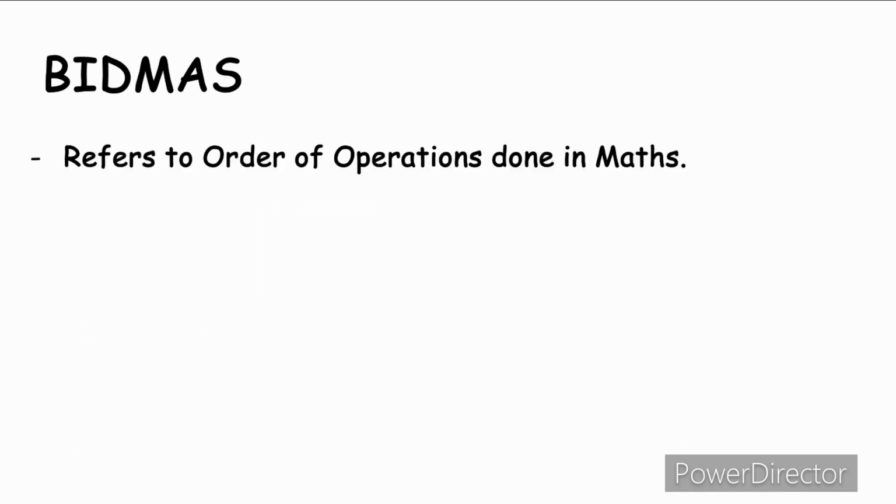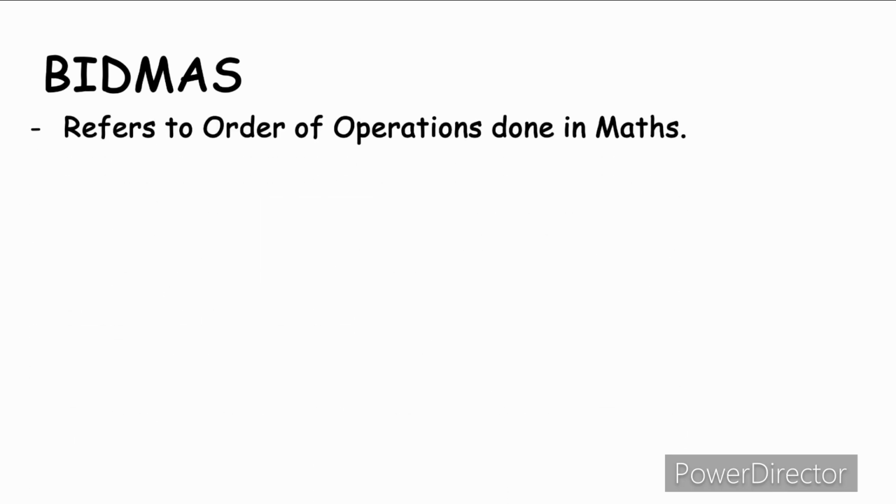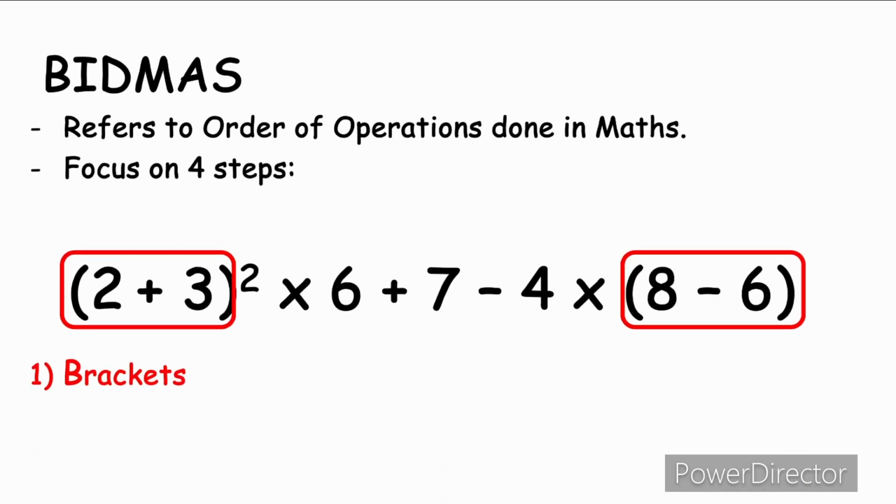Okay, so BIDMAS, an acronym that refers to the order of operations that should be done, mainly focused on 4 steps. Take this as an example. Firstly, we do the brackets. By this, we mean finishing the operations in the bracket so that it becomes a single number, so that we can remove the brackets away.